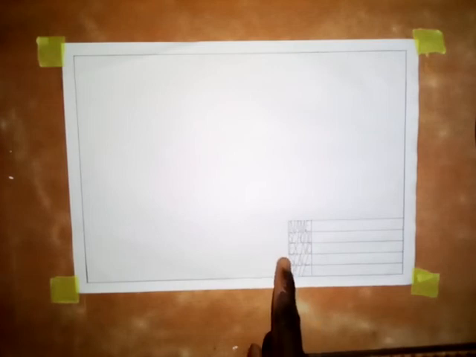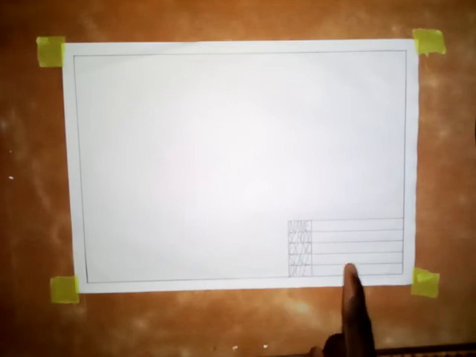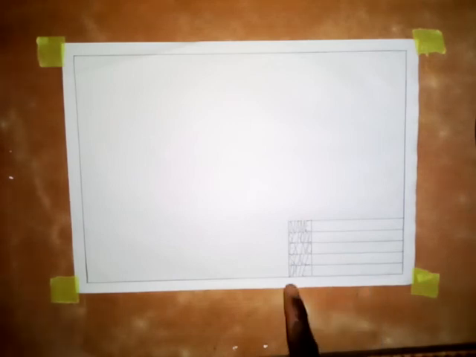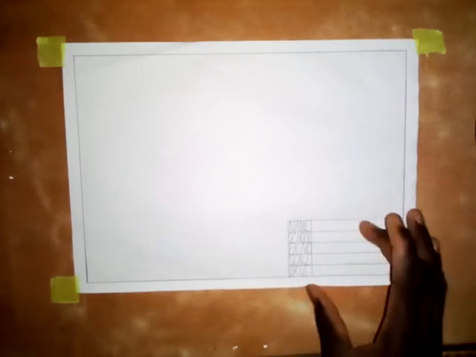Then here you put scale. If you are asked to use a particular scale, you write scale here and you state the scale. So maybe the scale is 1:1 or 1:2 or 2:1. Okay. Then the date. That is the date that you do the work. So you write it here. So this is the title block and these are the border lines. The construction of the border lines and title block is as simple as I've explained it here.